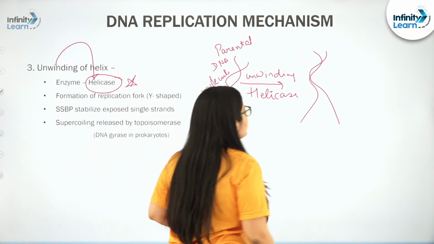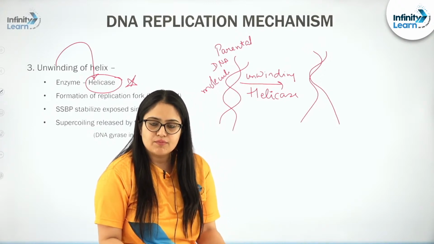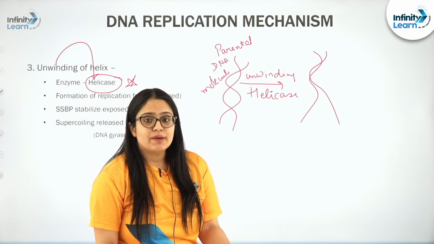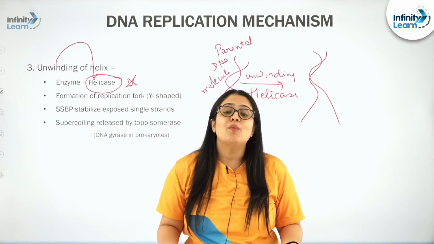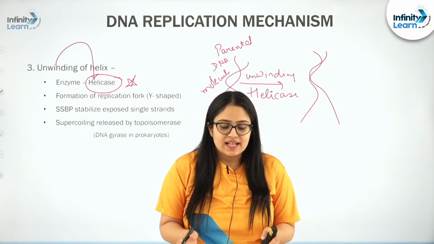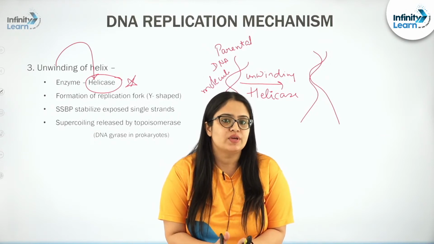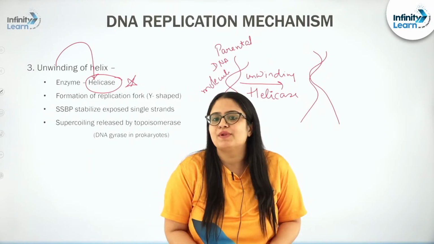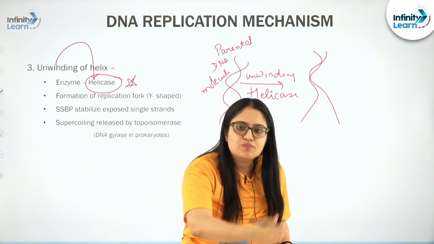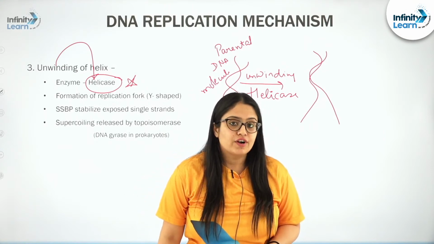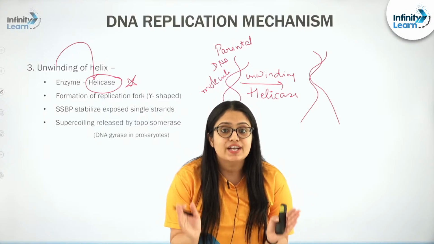Next, the exposed or separated strands of the parental DNA molecule need to be stabilized. Otherwise, what will happen? Both these strands are complementary to each other. So, there is a tendency that even after opening, they will again come closer and form hydrogen bonds between them. And if this happens, how will the replication process start, right? In order to proceed with DNA replication, the two strands need to be stabilized in separated form.